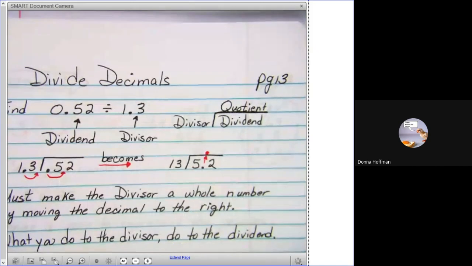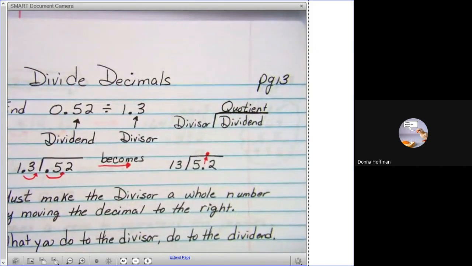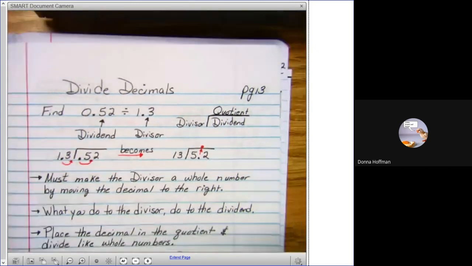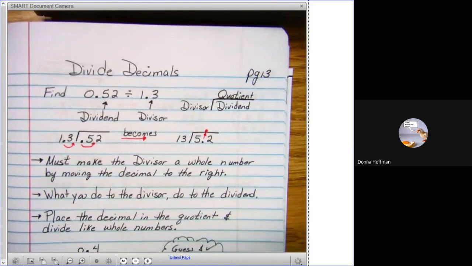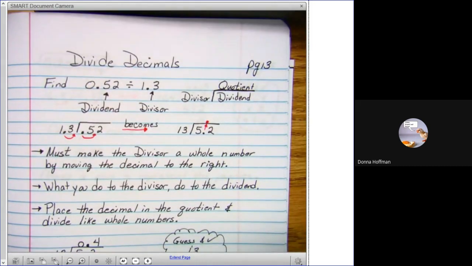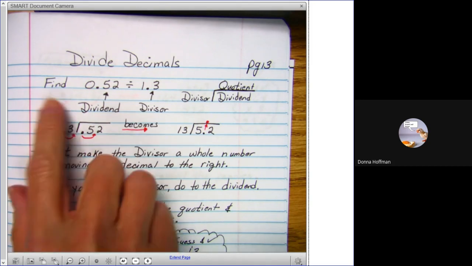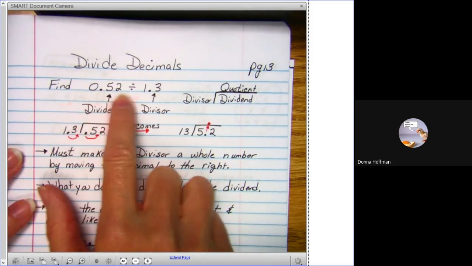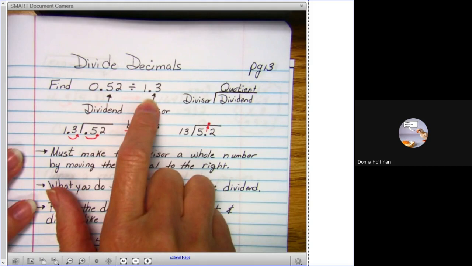So we took notes. My computer was not up and running, so I'm going to run through this sort of fast because everybody's already had the live lesson. We took notes about dividing decimals, and I did use the first example. Find 52 hundredths divided by 1 3/10.